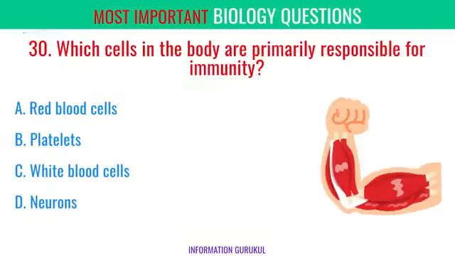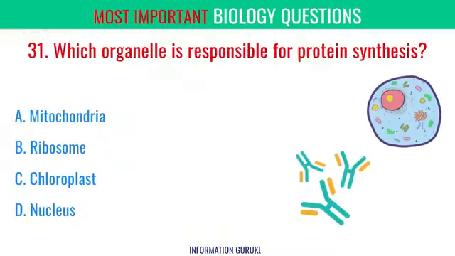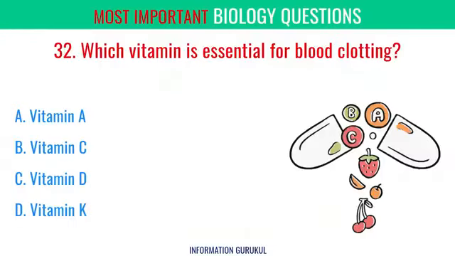Which cells in the body are primarily responsible for immunity? White blood cells. Which organelle is responsible for protein synthesis? Ribosome. Which vitamin is essential for blood clotting? Vitamin K.